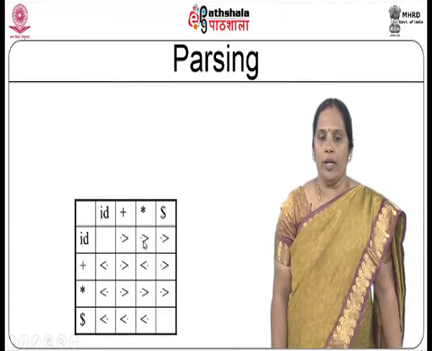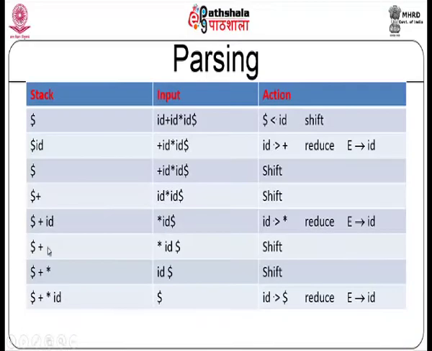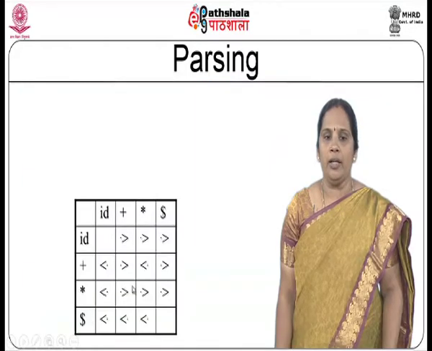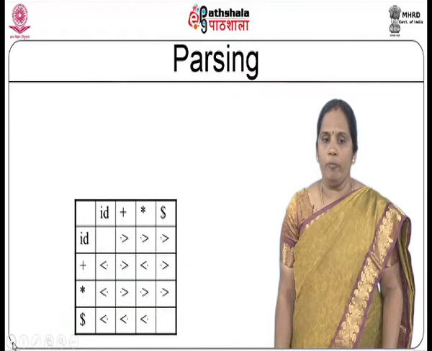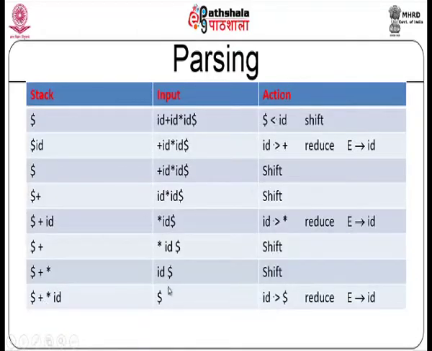After I pop ID from the stack, plus and star have a less than relationship. Plus has lesser precedence compared to star, therefore I again shift. Star is shifted, and star has lesser precedence than ID, so I shift ID. Now ID and dollar: ID has greater precedence over dollar, and star has greater precedence over dollar. So, again I pop. Then plus and dollar: plus has greater precedence over dollar. So, again I pop.